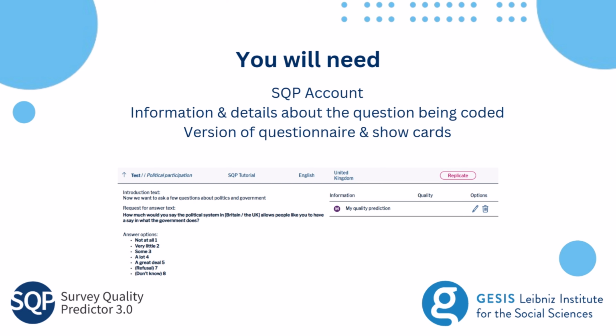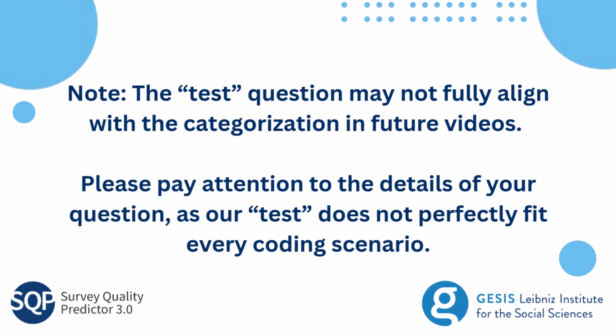You can then choose a question you want to code, such as this test question we've set up earlier. Make sure you have all of the necessary information for your question before you start coding. This typically includes a version of the questionnaire and, if available, show cards.